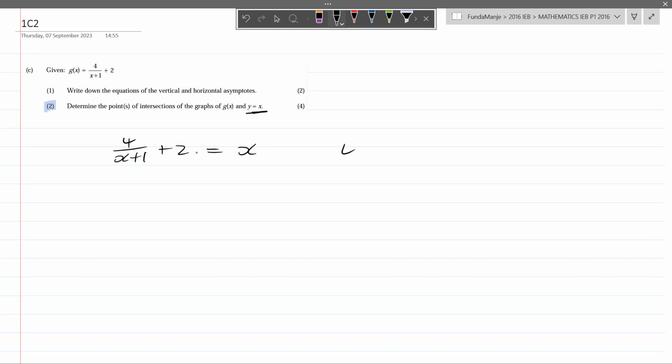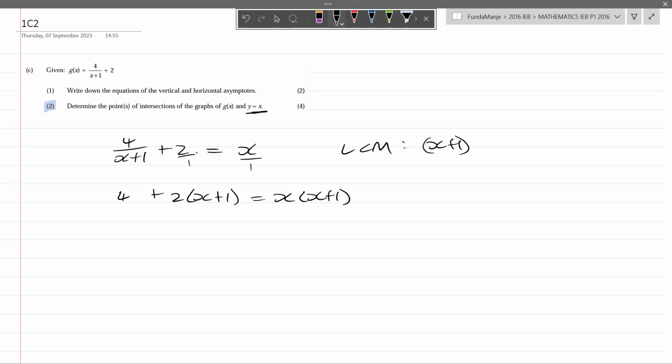Then again, we multiply by the lowest common multiple or the lowest common denominator. And in this case, that would just be x plus 1 since everything else is over 1. So that will be x plus 1. If we multiply the first term by x plus 1, we just have 4 left. If we multiply this by x plus 1, we get 2 times (x plus 1) in brackets. And here we get x times (x plus 1) in brackets.